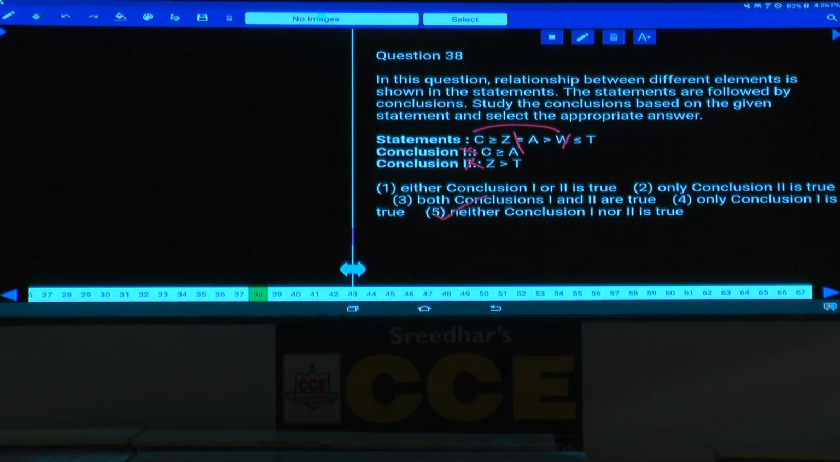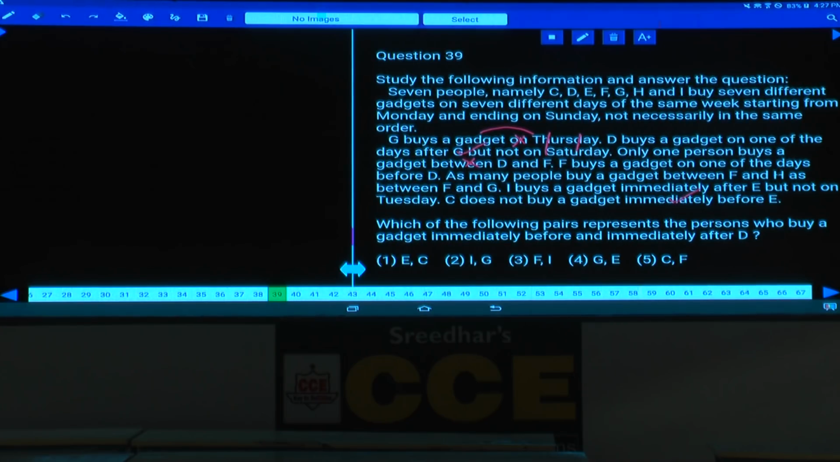Then 38, the relation between C and A. Between C and A, greater than or equals to and equals to, which symbol is common? Forget about this equals to. Only greater than or equals to is true. And C greater than or equals to A is definitely true. Now, the relation between Z and T, one greater than, one lesser than, two opposite symbols between these two. Hence, what is your answer here? Only conclusion 1 is true, that is choice 4. Now, question number 39 to 43.